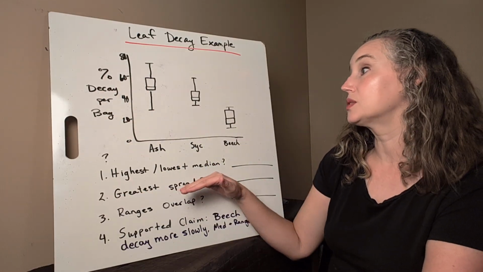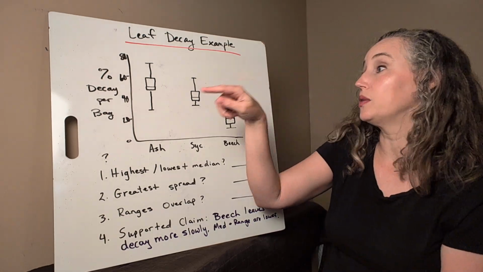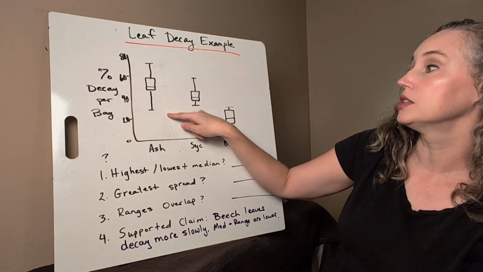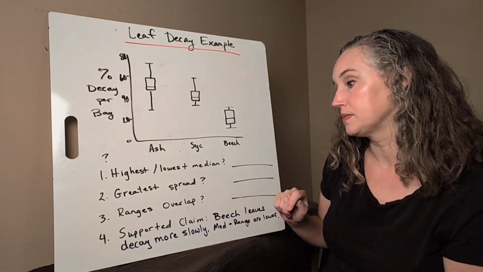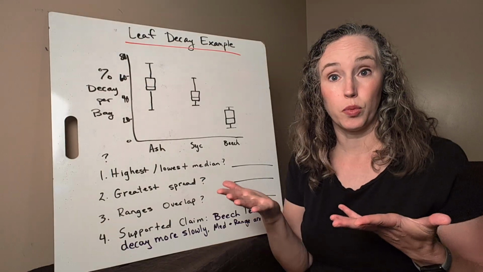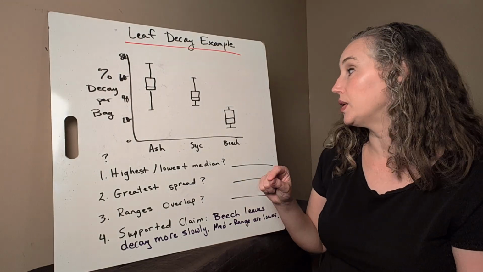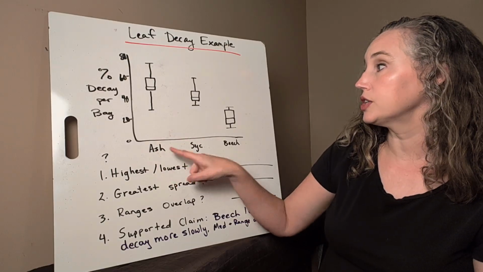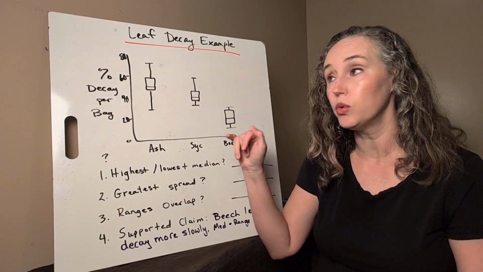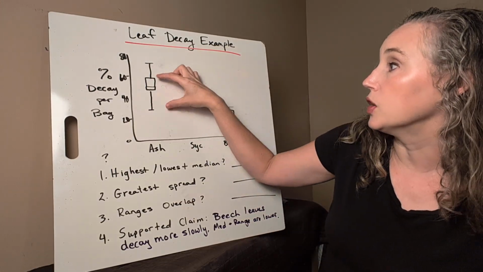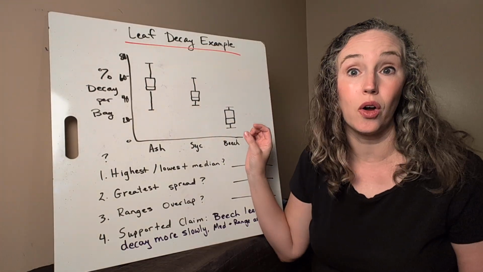Which had the greatest spread? So which one? That would definitely be ash. It had a greater spread than either of the others. Do any of the ranges overlap? So in this case, ash and sycamore, even though the median of sycamore is lower than ash, their ranges definitely overlap.